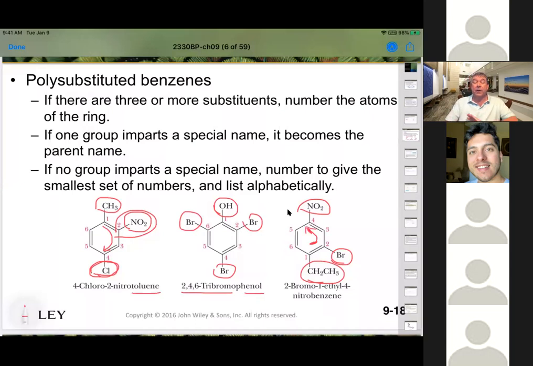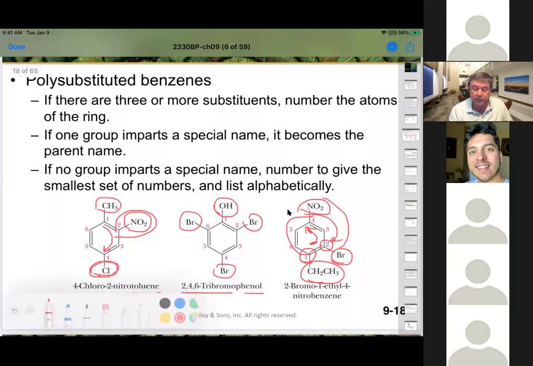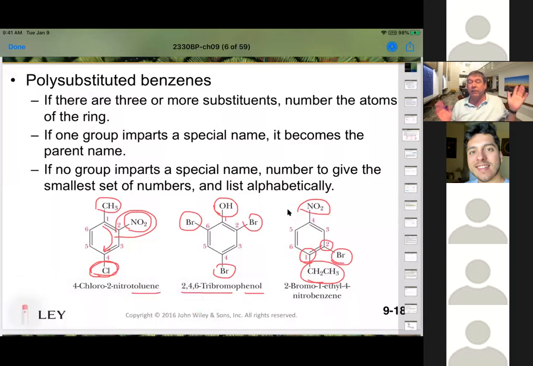So the last case is where no special name applies, but now we go with alphabetical order. Well, numerical order first, the lowest. Remember, if we numbered it this way, it'd be 1,4,6. If we numbered it from this way, it'd be 1,3,4. So the way it's numbered is the lowest possible number. And then once we have the lowest possible number, we go in alphabetical order: 2-bromo-1-ethyl-4-nitrobenzene. Okay, so this is why it's important to know those special names for the benzene rings.